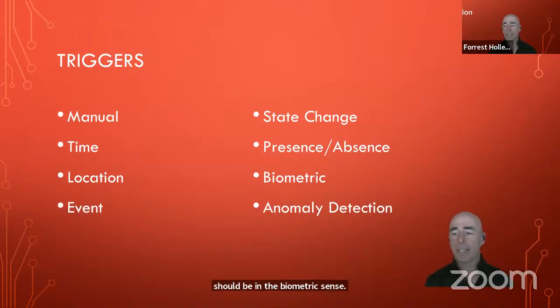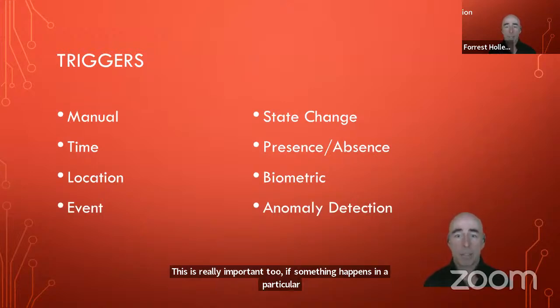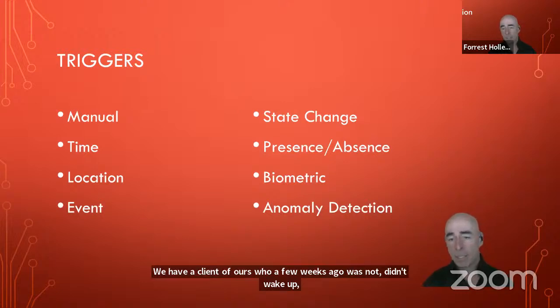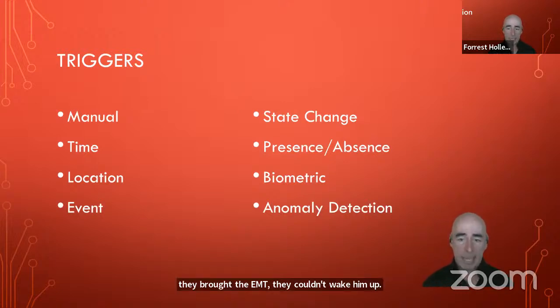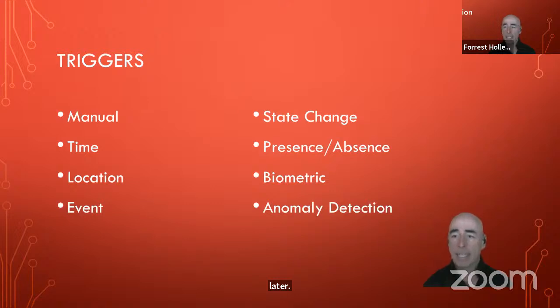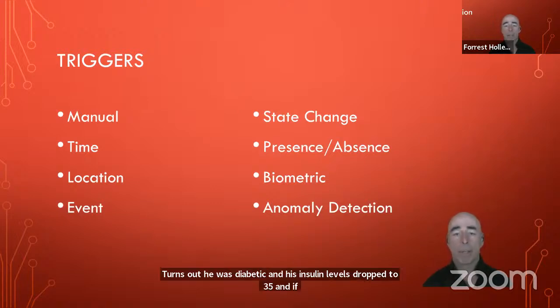And then anomaly detection. This is really an important one as well. So if things typically happen in a particular sequence and suddenly they stop, that allows us to do some really interesting stuff. So I'll give you an example. We have a client of ours who a few weeks ago didn't wake up. His wife couldn't wake him up. They brought the EMT in, they couldn't wake him up. Took him into the hospital, put him on a drip, and he was fine a few hours later. Turns out he's diabetic, and his insulin levels dropped to 35. And if his wife had not been home to wake him up, he might not have awakened.